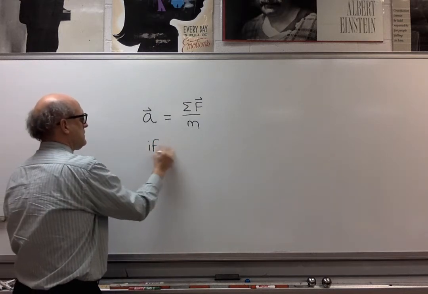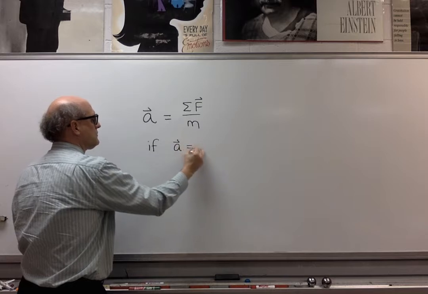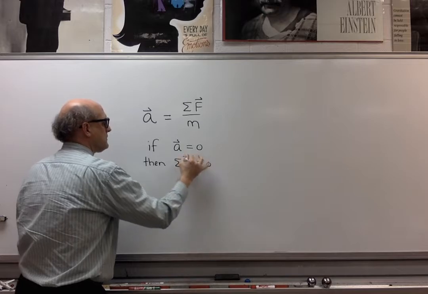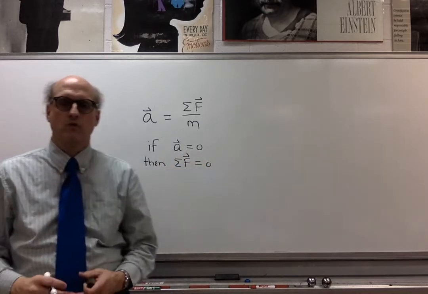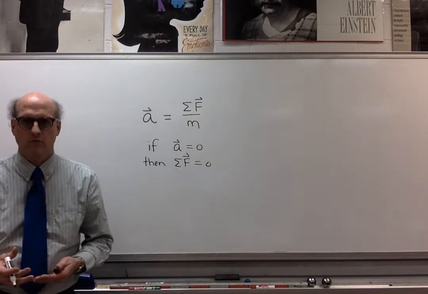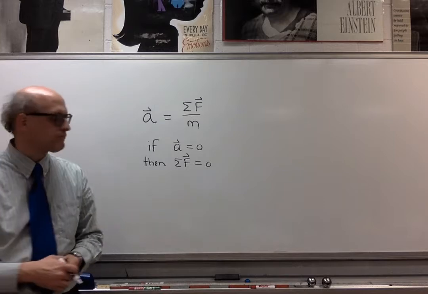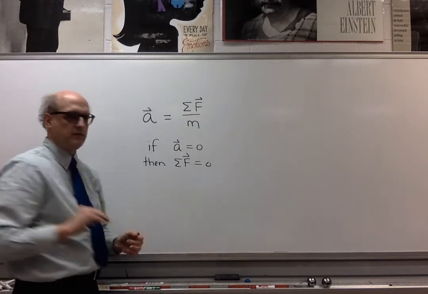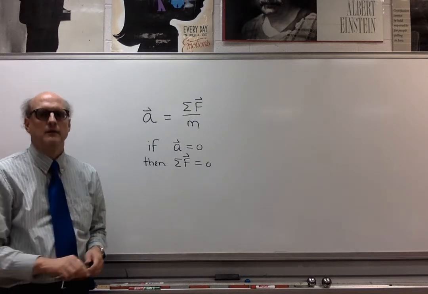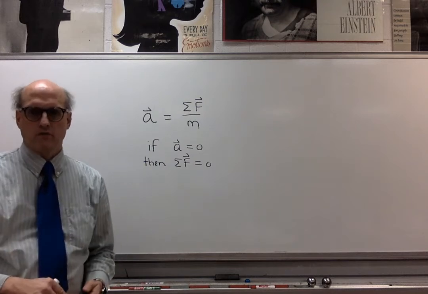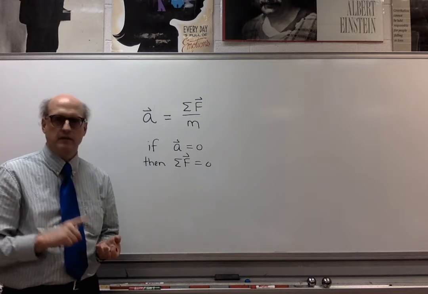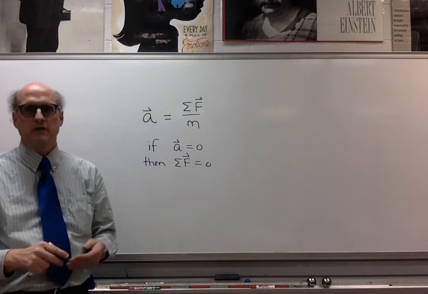If the acceleration is zero, then the net force has to be zero. This is the condition for static equilibrium or dynamic equilibrium. For example, an airplane flying with a constant speed in a straight line has a net force on it of zero. If you add up all the forces, the thrust, the drag, the lift, and the weight of the plane, you would get zero.